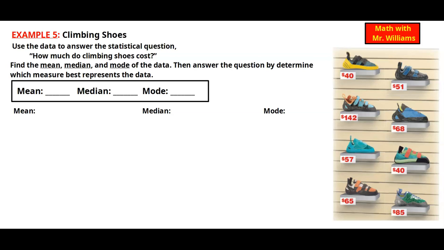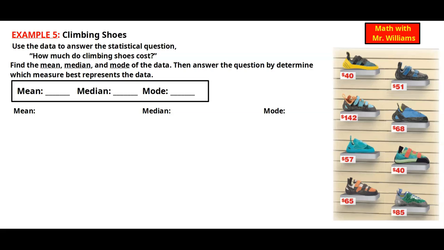Math with Mr. Williams, example 5. Climbing shoes. Use the data to answer the statistical question: how much do climbing shoes cost? Find the mean, median, and mode of the data. Then answer the question by determining which measure best represents the data.